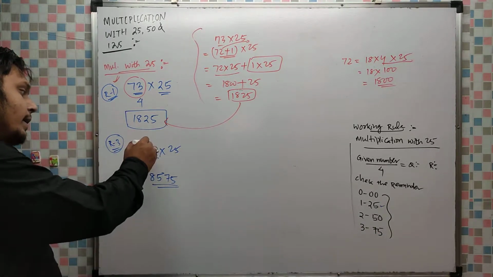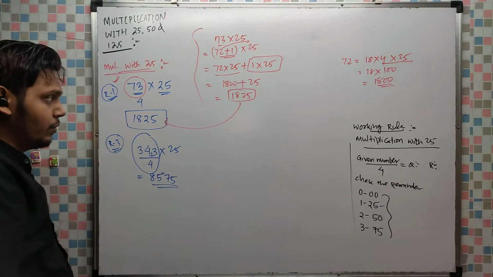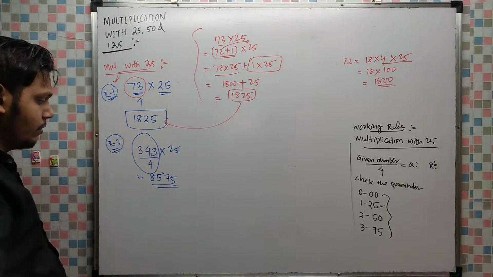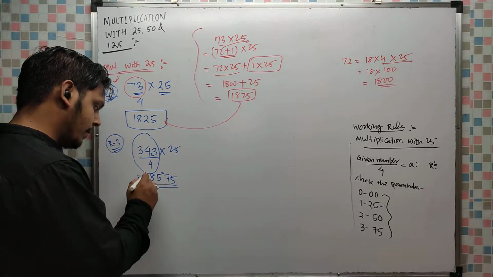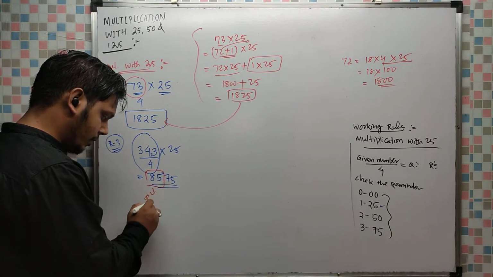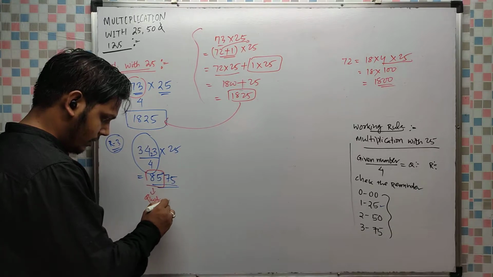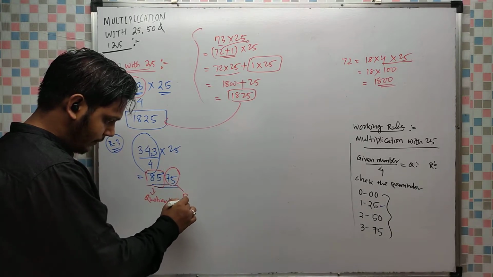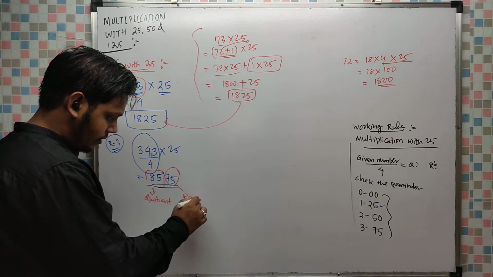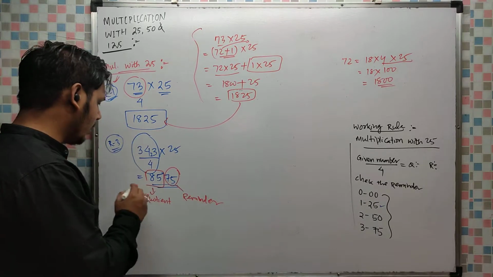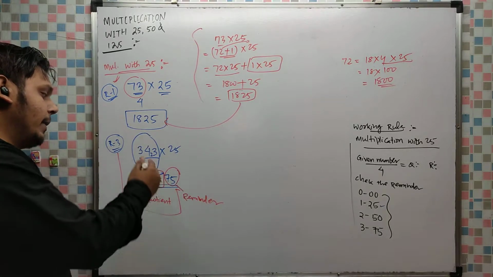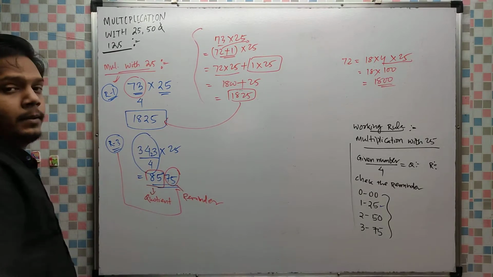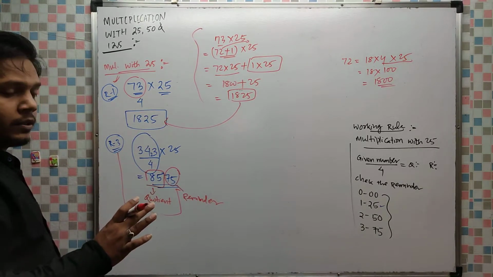So always divide the given number by 4. This is the quotient part, and first you have to write the quotient part, and this is the remainder part. From where did I get this 75? From this 3 I got 75, and by dividing with 4 I got 85. So your answer consists of two parts.